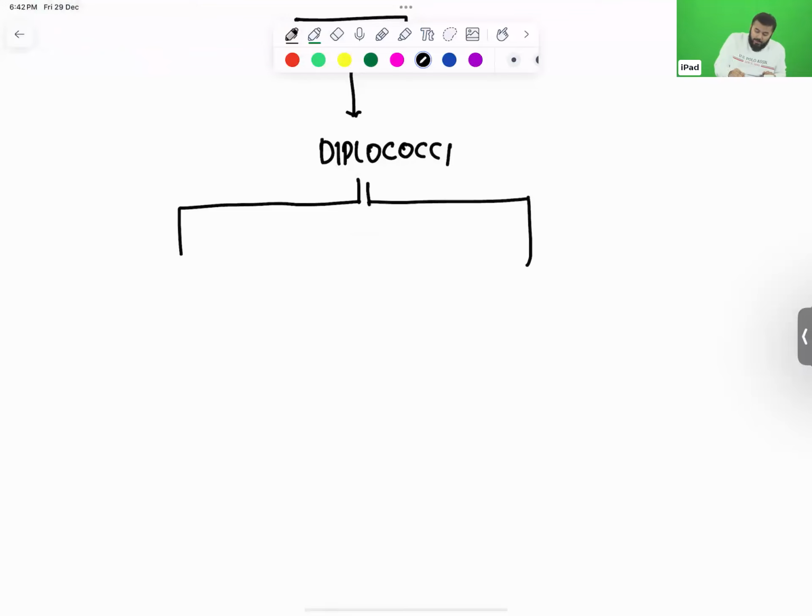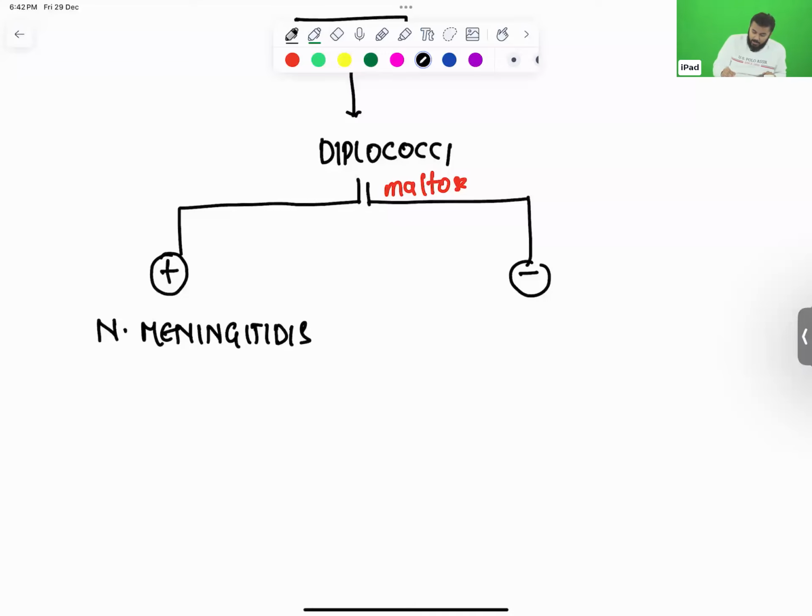Okay. So based upon maltose, we are dividing this organism into maltose fermenter and non-maltose fermenter. That is Neisseria meningitidis, and Neisseria gonorrhoeae.